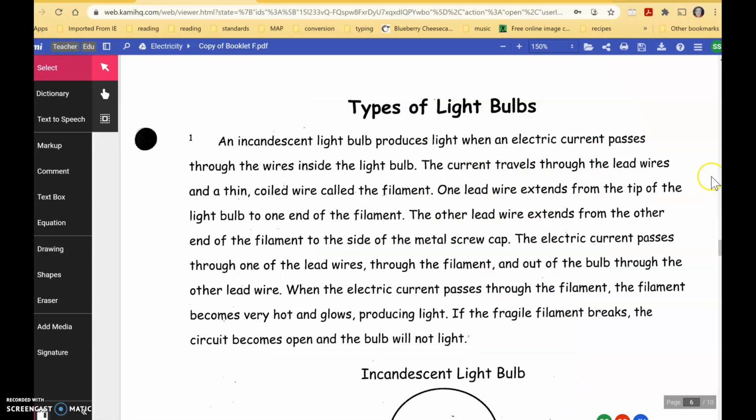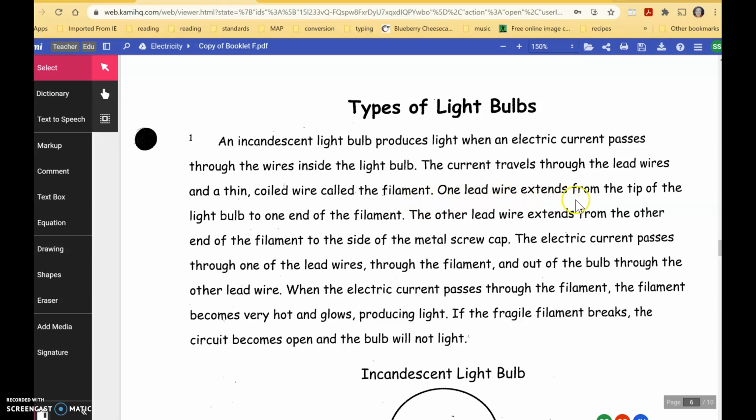What is the title of this page? Types of light bulbs. Follow along with me as I read paragraph 1. An incandescent light bulb produces light when an electric current passes through the wires inside the light bulb. The current travels through the lead wires and a thin coiled wire called the filament.